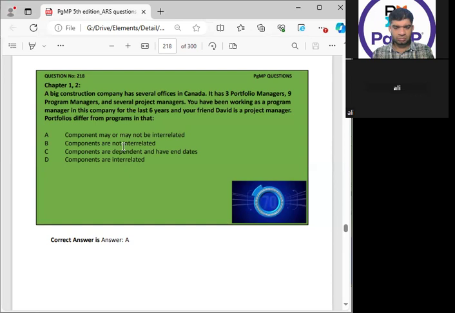So the components may or may not be interrelated. There's a chance that components are interrelated. Yes, in the portfolio, yes. But because of the condition of time, not time bound, maybe we are going towards the portfolio. Doesn't matter to me.